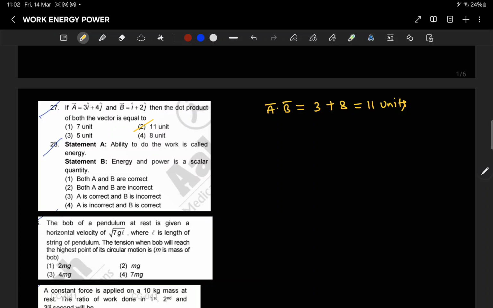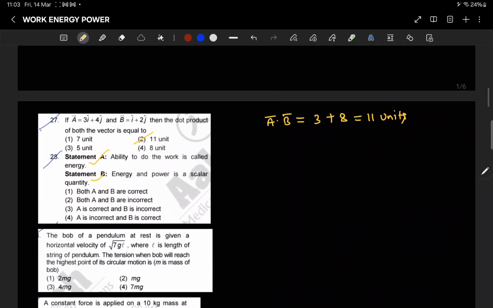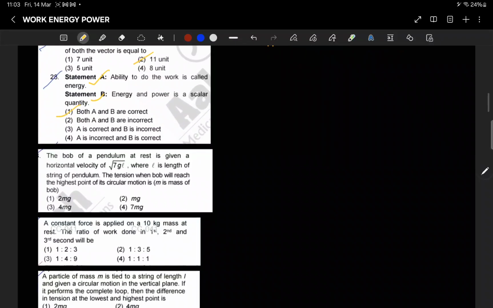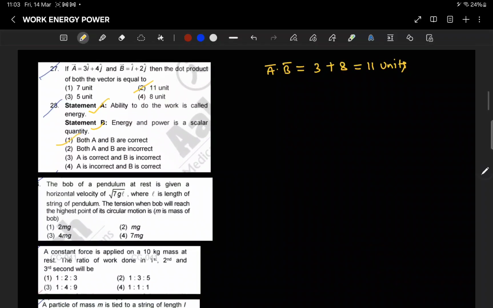Next, statement A: ability to do work is called energy. Yes, students. Energy and power are scalar quantities. Work, energy, power, all are scalar quantities. This is also correct. So statement A and statement B, both statements are correct. I think this is also an easy question, students. These two questions are easy. Next question, students, vertical circular motion. Please concentrate. This concept is also very important.